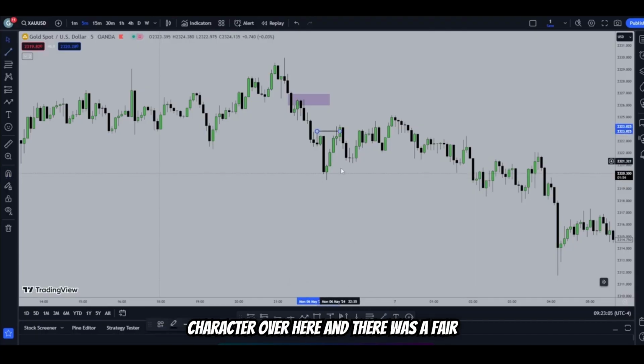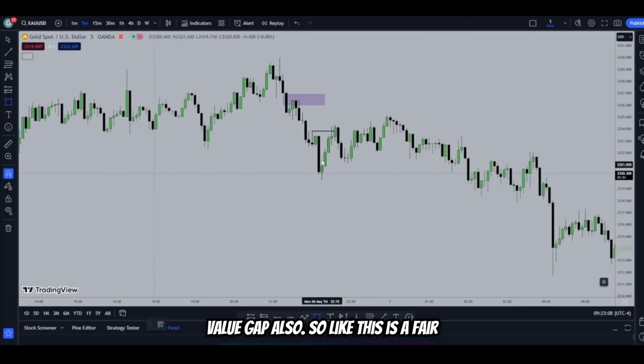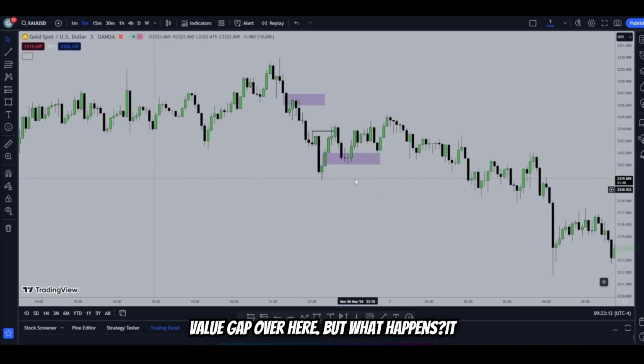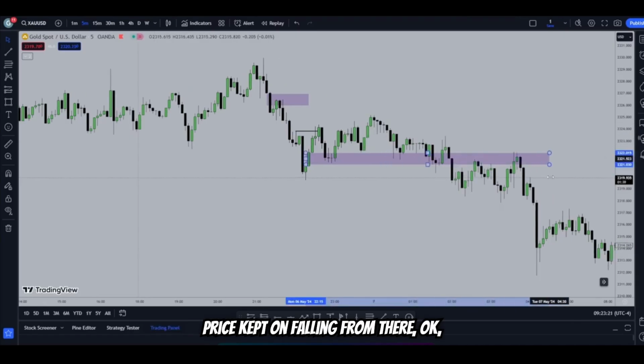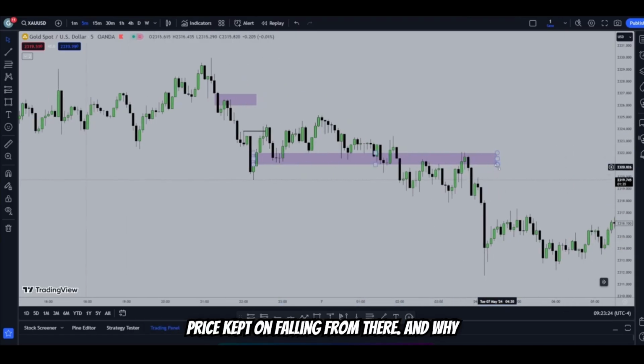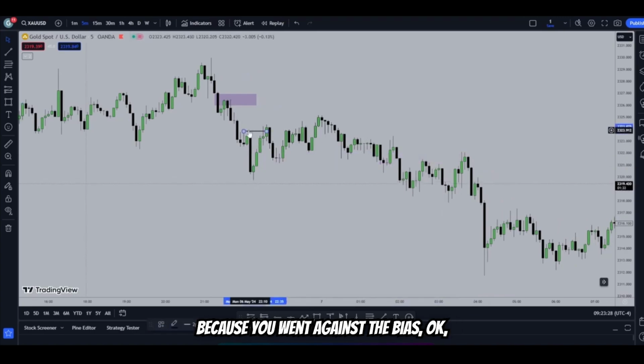So this is a change of character over here, and there was a fair value gap also. This is a fair value gap over here, but what happens is it gives a rejection from here, and there was another fair value gap over here. But what happens after that? Price kept on falling from there. And why did that happen? That happened because you went against the bias.